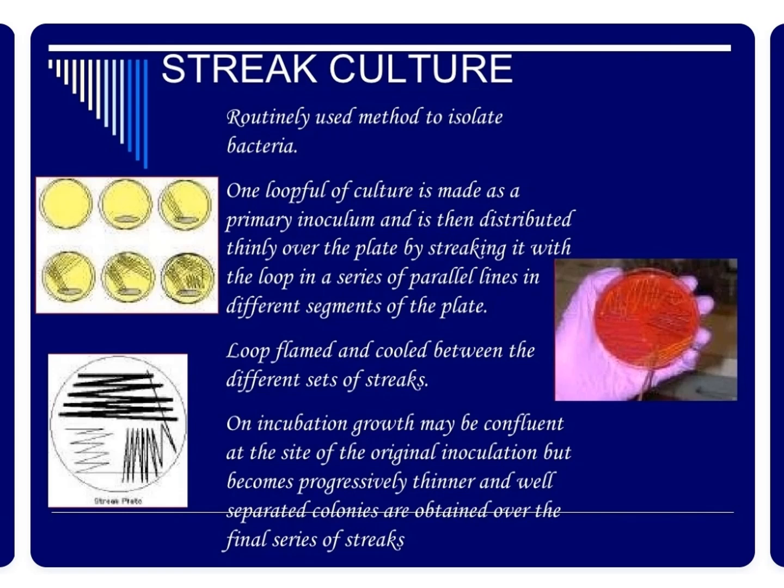One loopful of culture is made as a primary inoculum and it is then distributed thinly over the plate by streaking it with the loop in a series of parallel lines in different segments of the plate. The loop is flamed and cooled between the different sets of streaks. On incubation, growth may be confluent at the site of original inoculation but becomes progressively thinner, and well separated colonies are obtained over the final series of streaks.